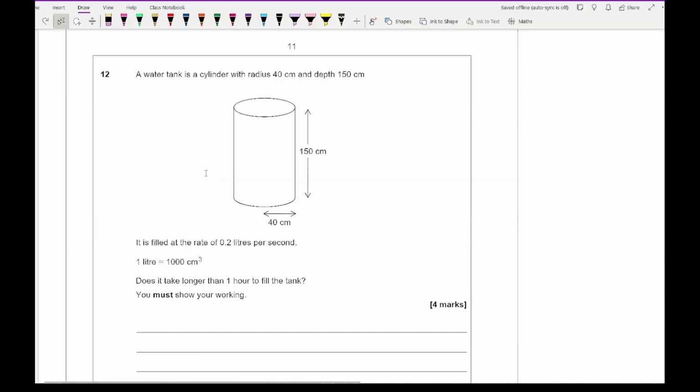Then looking at question 12, it says that a water tank is a cylinder with radius of 40 centimeters and depth of 150 centimeters. It is filled at a rate of 0.2 liters per second. 1 liter is 1,000 centimeter cubed. Does it take longer than 1 hour to fill the tank? So I'm going to do the working out on the screen here.